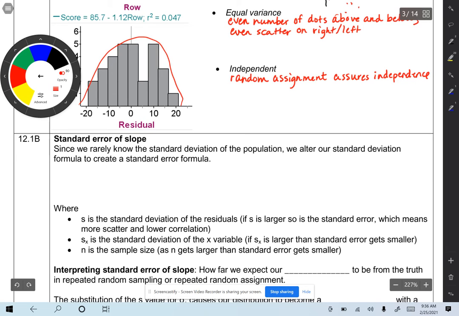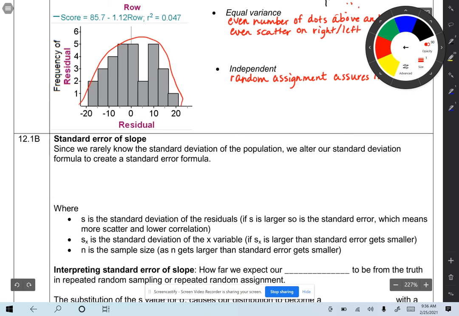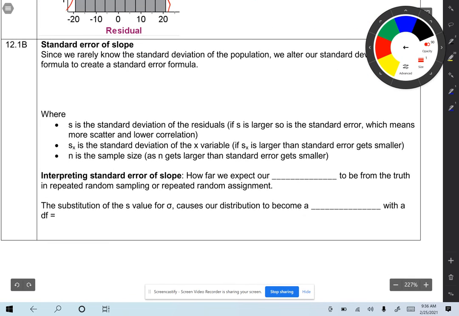Okay, we are going to do a little bit of 12.1b, the one example where we read a computer printout, and then we'll do the rest of 12.1b and c together in a different notes. So the standard error of slope. Since we rarely know the standard deviation of the population, we alter that standard deviation formula to create a standard error formula. And this is on your formula sheet.